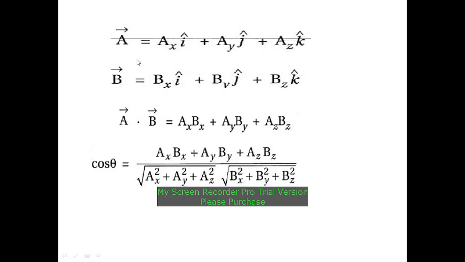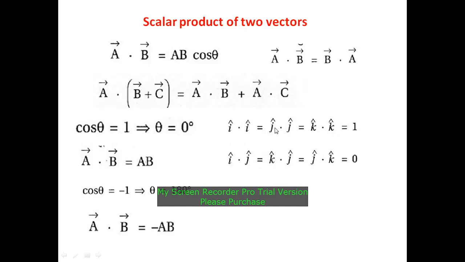Now the vector product has some other equations. Suppose we have 3 components, ax i, ay j, az k, which is vector A, and similarly vector B. Now what is the equation of a dot b? I already discussed that i dot i, j dot j and k dot k are 1, but the others are 0.